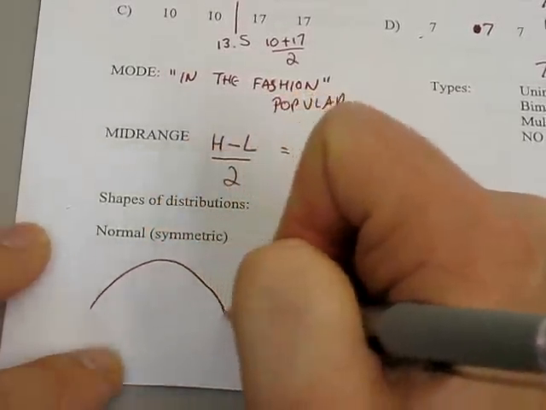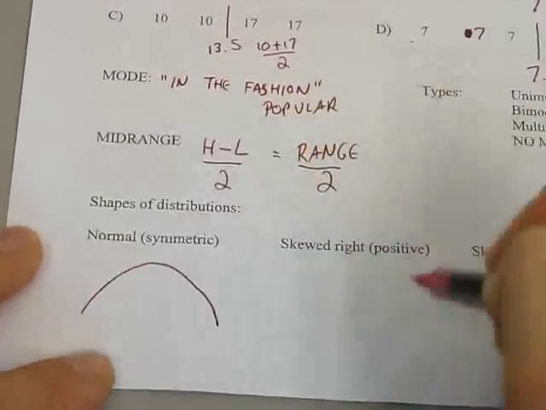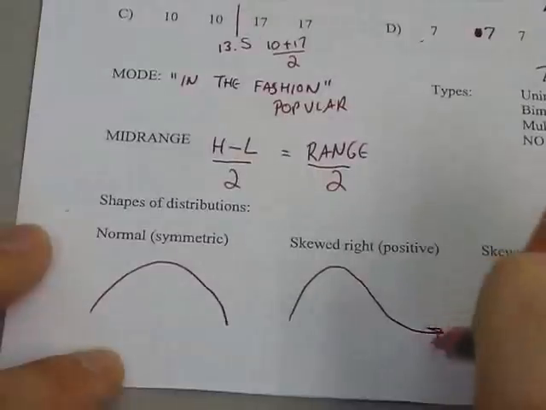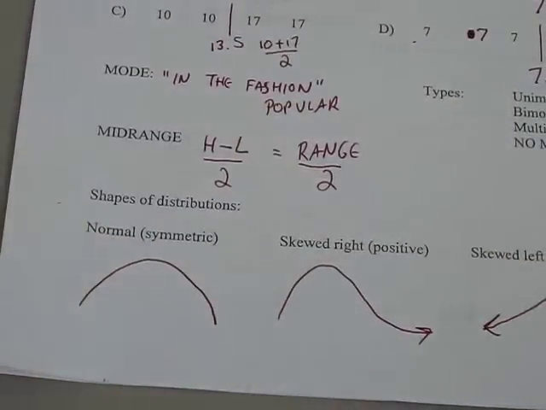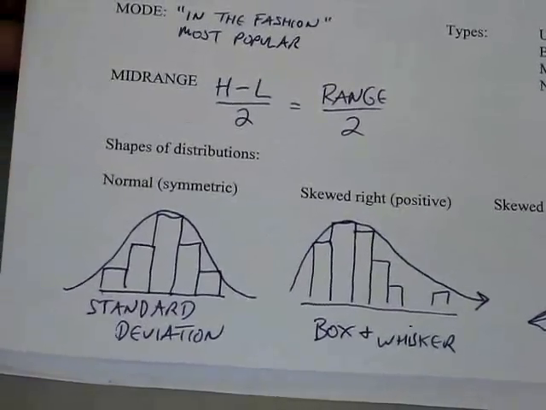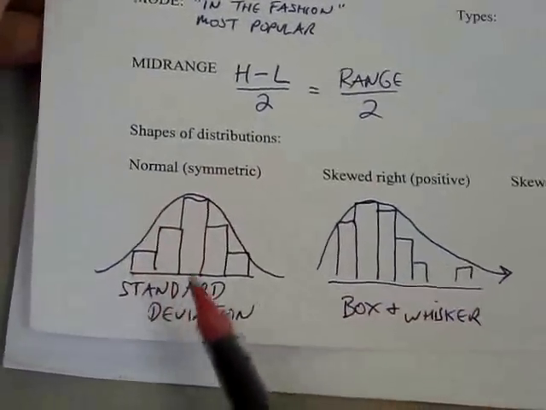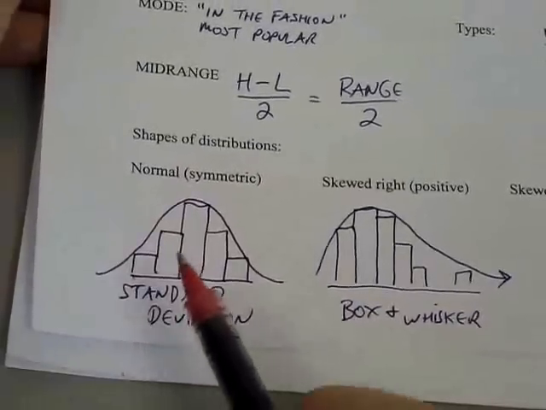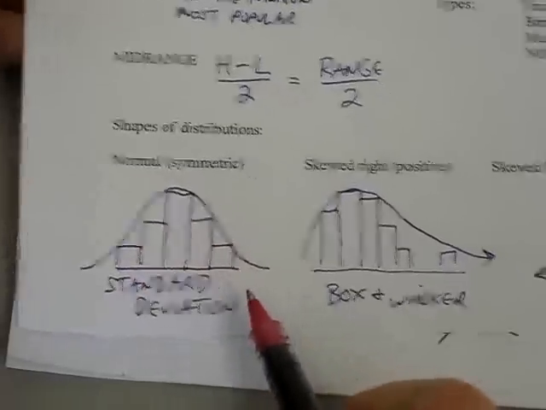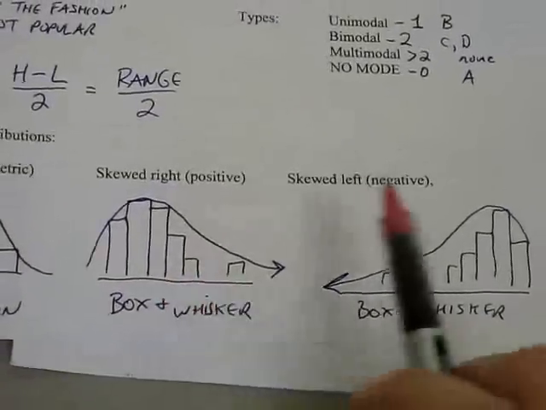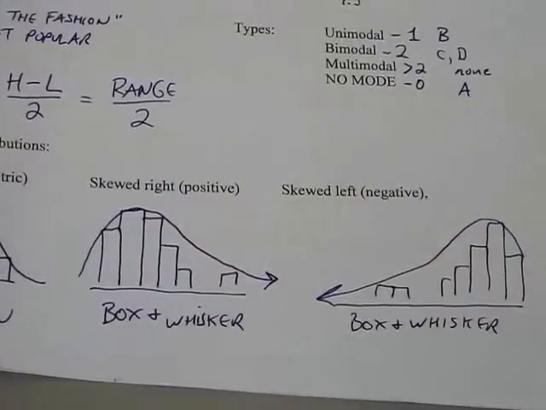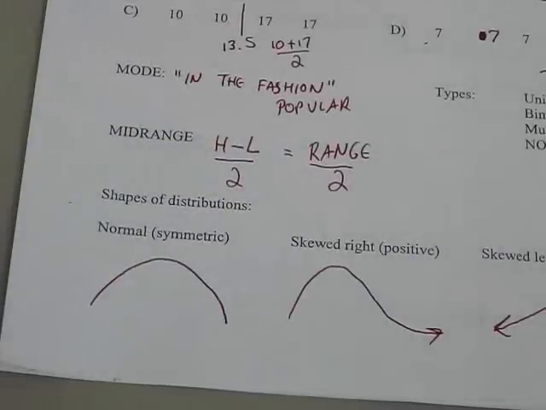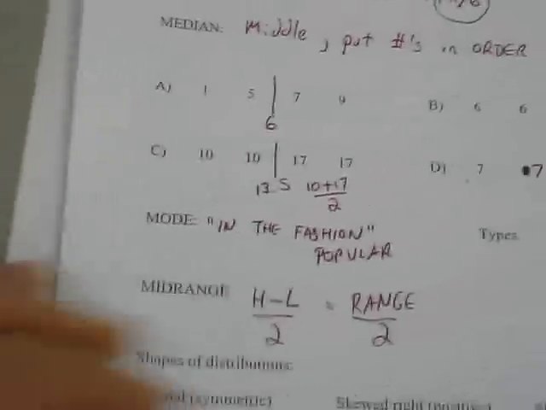Now, we're going to talk about shapes of distributions before we get to standard deviation, because there are 3 different types of distribution shapes. We've got symmetric, we've got skewed to the right, and we also have skewed to the left. If you want to see what that would look like on a histogram, I've got some pictures there. This is important because we can use standard deviation for normal sets of data. But as soon as we get to skewed data, skewed right or skewed left, we're going to lean on box and whisker plots to look at the variation. So with that segue, we're going to get into standard deviations.